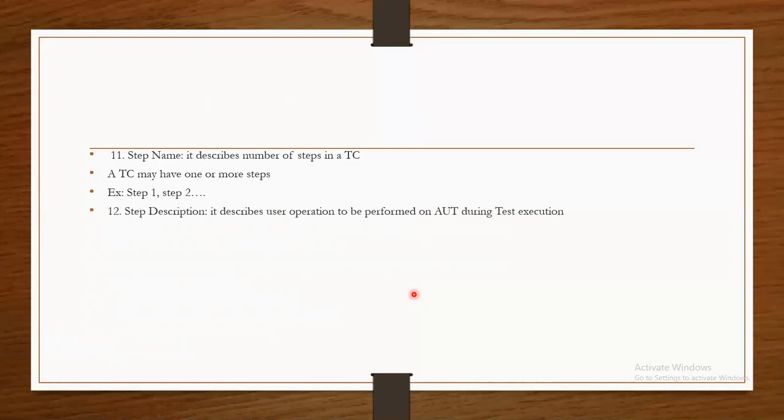Step description. It describes the user operation to be performed on the AUT during test execution. What type of operation we need to do on the application under test in order to validate a particular requirement, that we are going to specify under step description. Next one, test data. It describes the data or values which we use to validate the application.